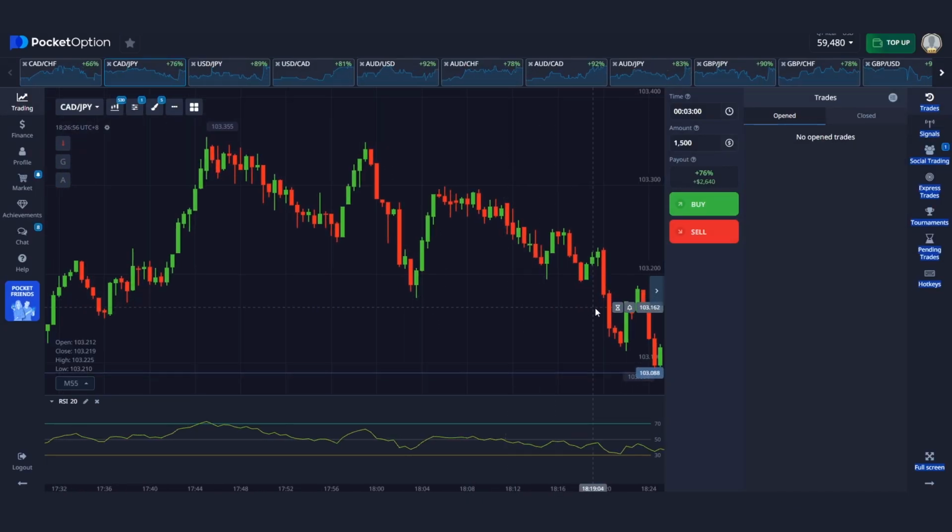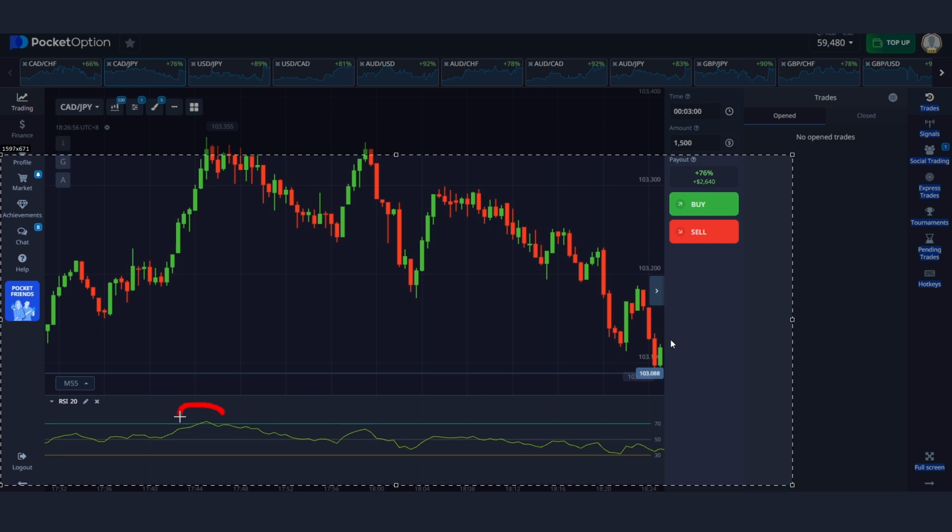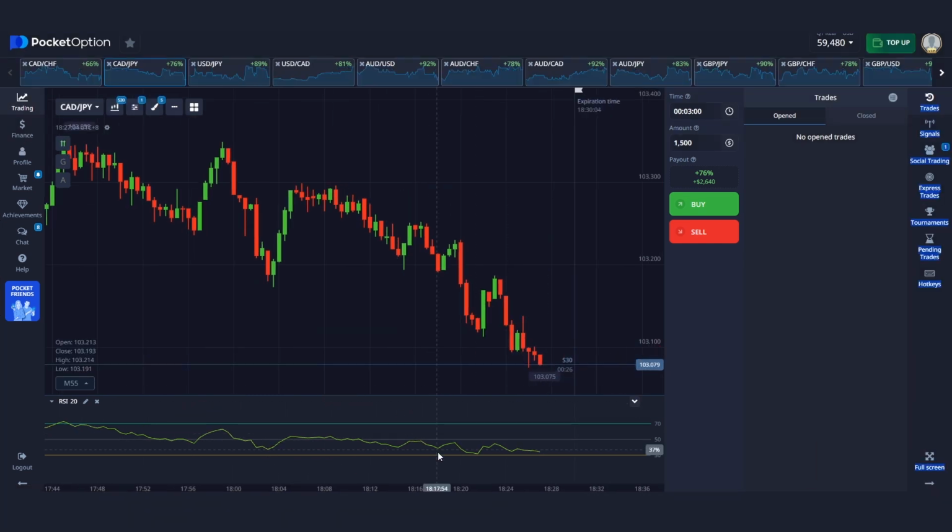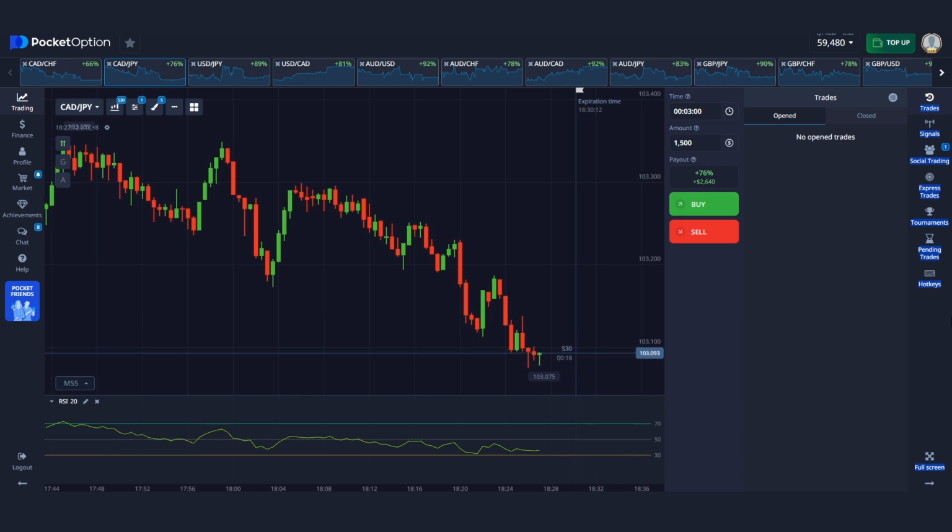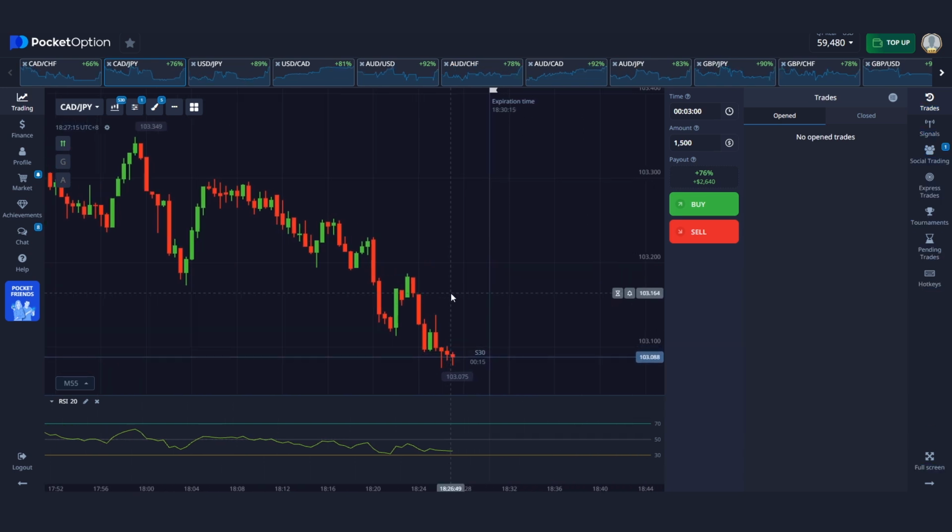The most important thing to know is that when the RSI indicator is outside the working zone, we do not open trades. When it is at the bottom, in the middle, or at the top, then we can work. But when it is above the value of 70 or below 30, then we do not open our trades. And let's look at an example with the updated settings.